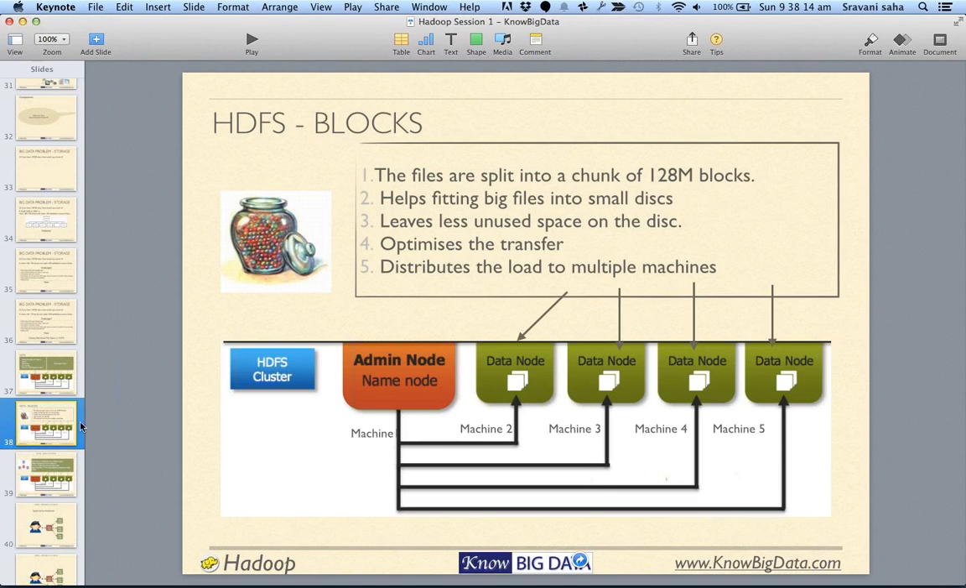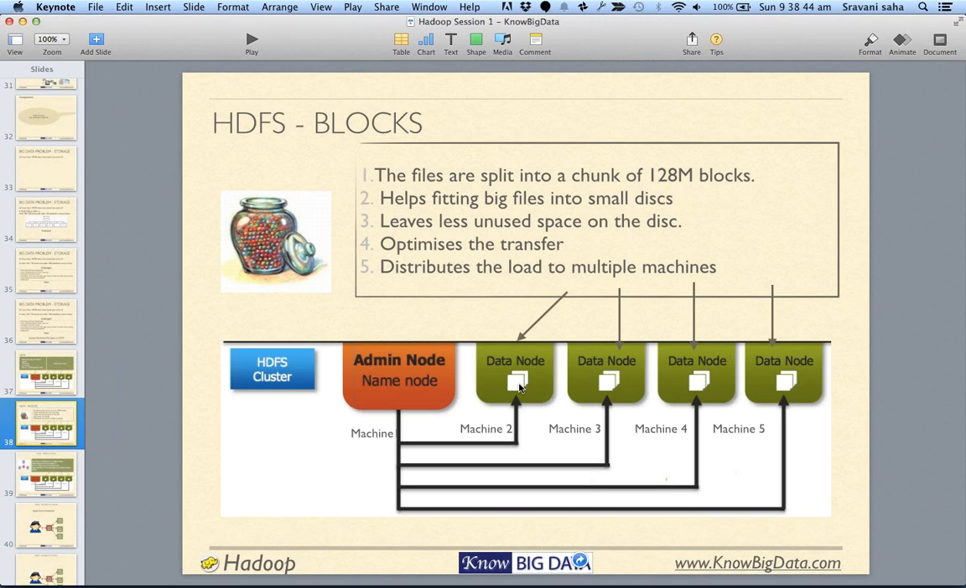Now, furthermore, the data nodes which are there like this contain the blocks of 128 MB. So each file which you want to store, say it's a movie, a 1 GB movie, it will get divided into 8 blocks, each of 128 MB, and those blocks will be stored here.